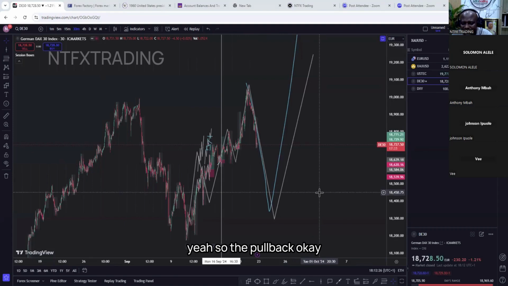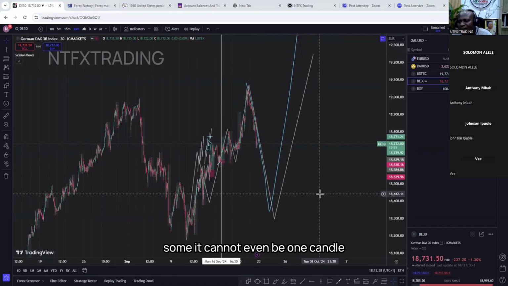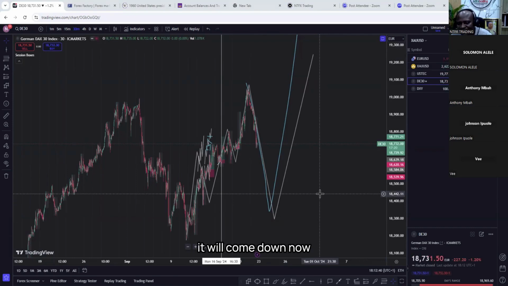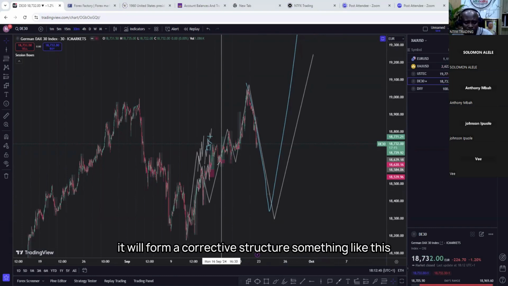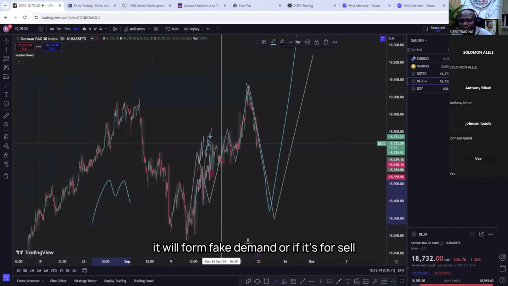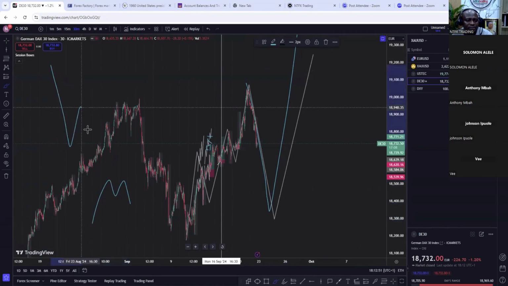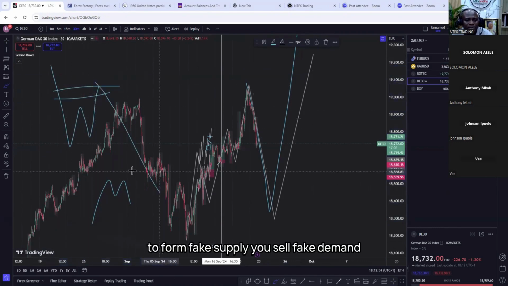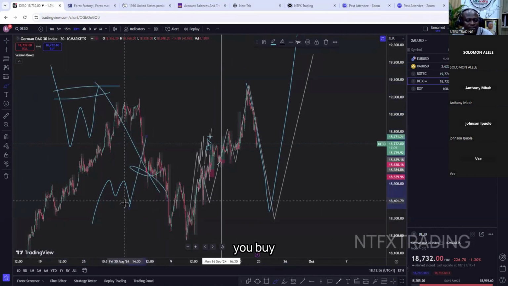Yeah, so the pullback. Okay, I'm hearing you. After the volume injection, the pullback, yes, entry now. Was it composed with just one candle that makes the pullback? No, it cannot even be one candle. It will come down now. If you want to come down, it will come down. If it doesn't want to come down, it will form a corrective structure, something like this. It will form fake demand, or if it's for sale, it will form fake supply, you sell. Fake demand, you buy.